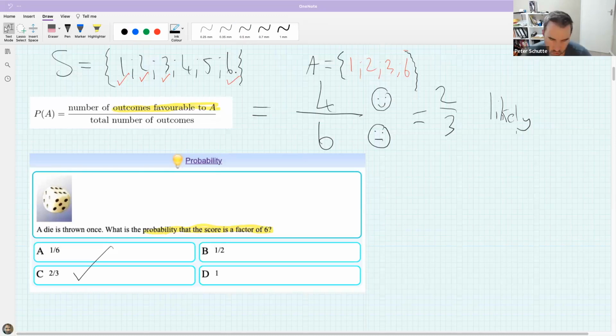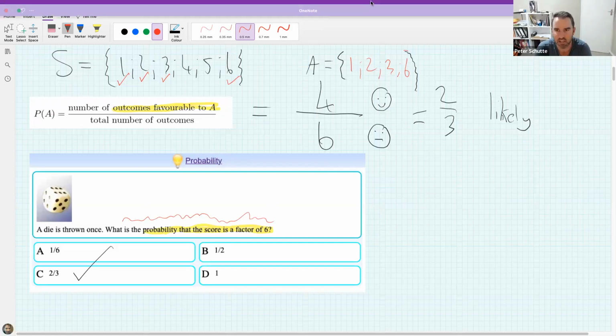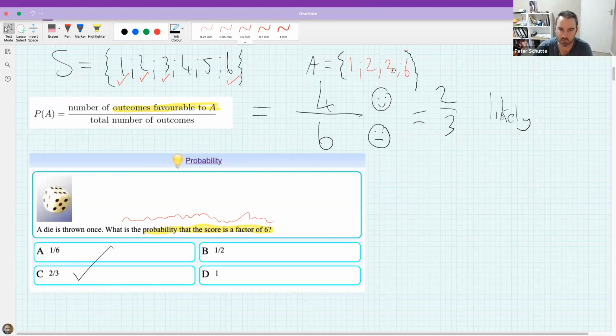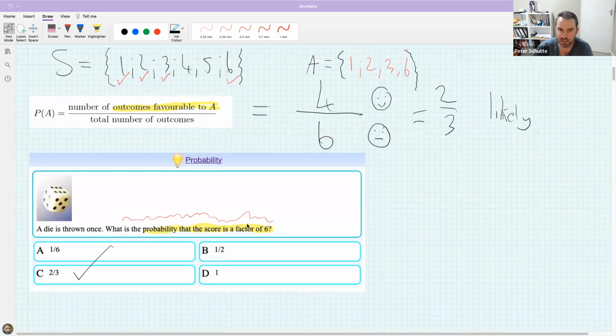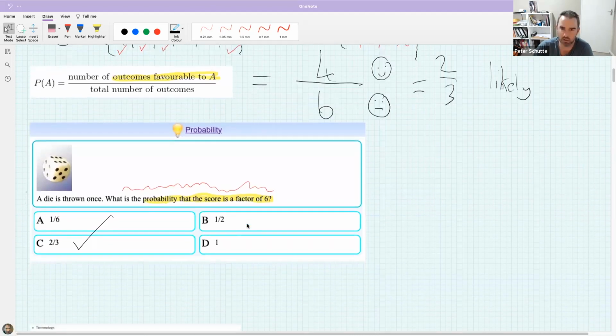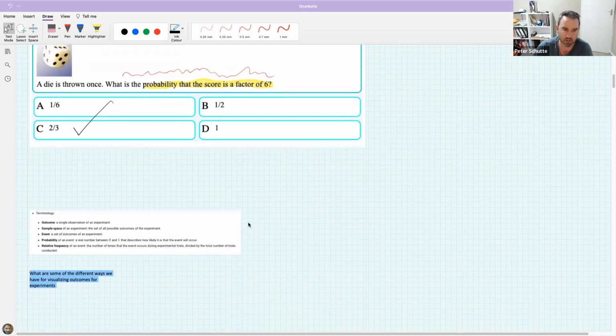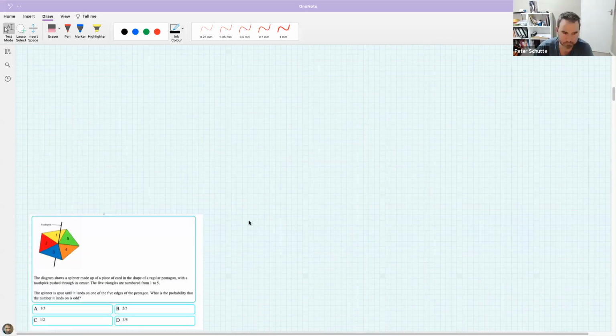So what we've noticed is the devil's in the detail. Really understanding what it means to be in the set A or the event A is really where this question is figured out. Okay, let me know in the chat if you're feeling very confused. I'm assuming that most of you understood that, and so I'm going to go on to the next question.